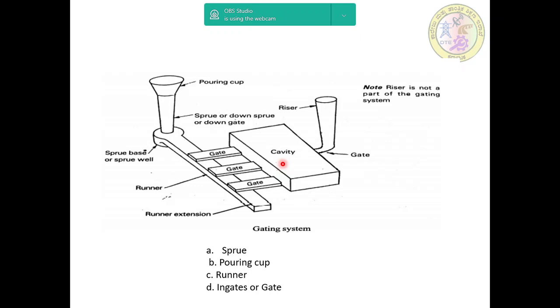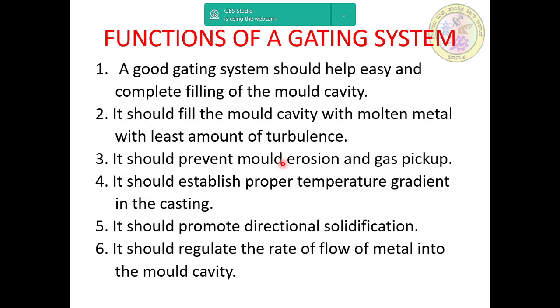This is about the concept of a gating system. Next we will go for some functions of a gating system. It's also called functions or requirements of a gating system. A good gating system should help easy and complete filling of the mold cavity. It should fill the mold cavity with molten metal with the least amount of turbulence. It should prevent mold erosion and gas pickups.